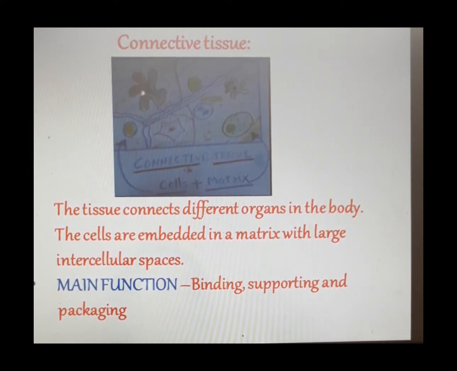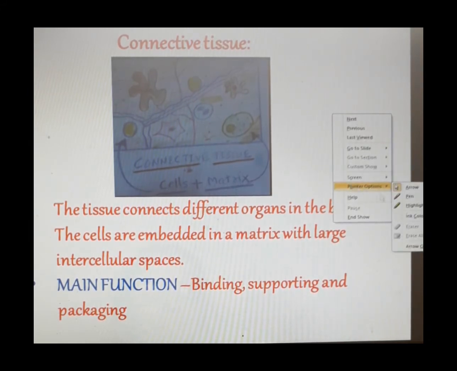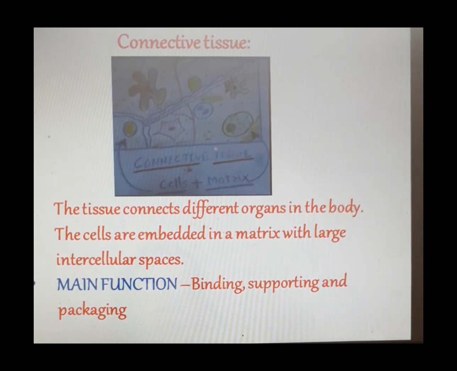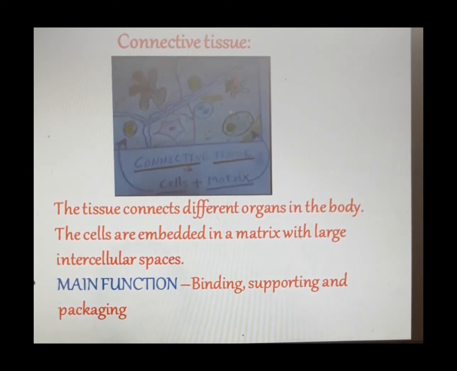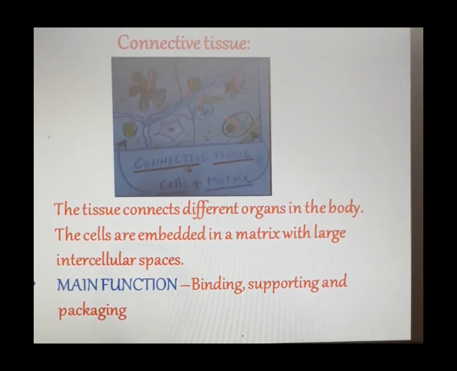So see, cells remain embedded into the matrix. So cells plus matrix becomes your connective tissue. Different types of cells you can see in the connective tissue. Let me use the pointer. See, this is the first cell, this is the second cell, third, fourth, fifth. And these cells are all embedded into the matrix, a non-cellular matrix.